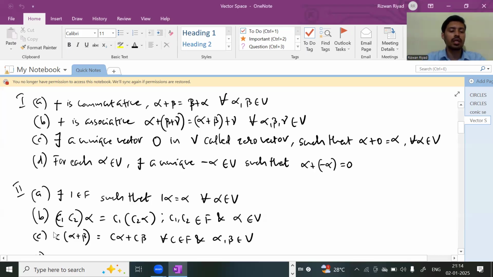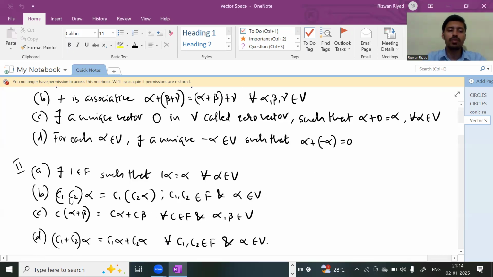Next, the second condition: C1 C2 alpha will be equal to C1 times C2 alpha. Where are C1 and C2 coming from? C1 and C2 are coming from F. These are constants, these are scalars, and alpha belongs to V. For all alpha and for all C1, C2 belonging to F, you can see this property.